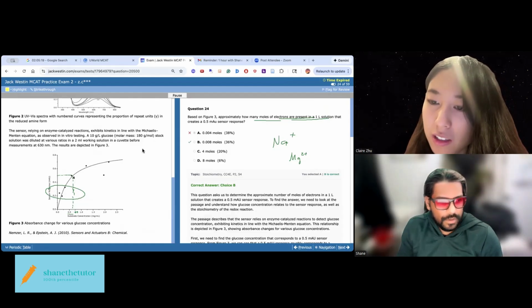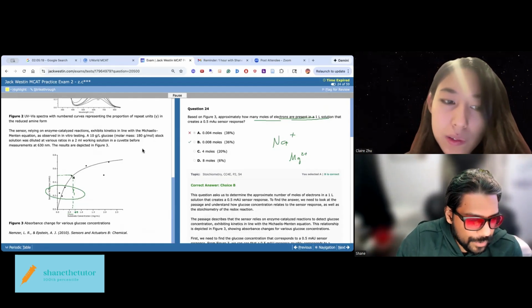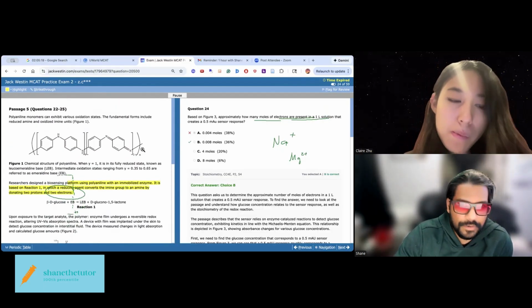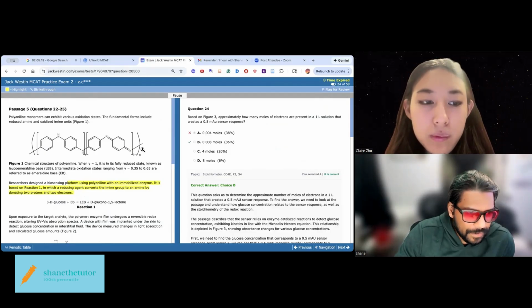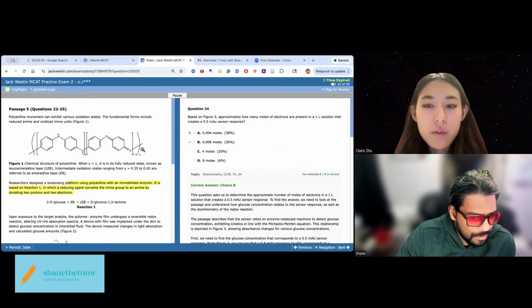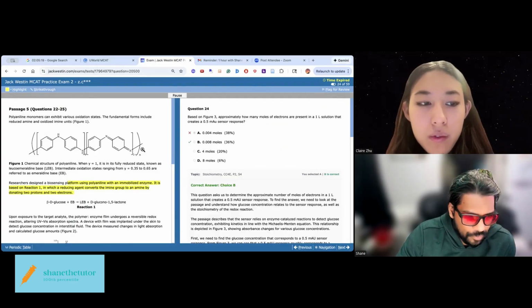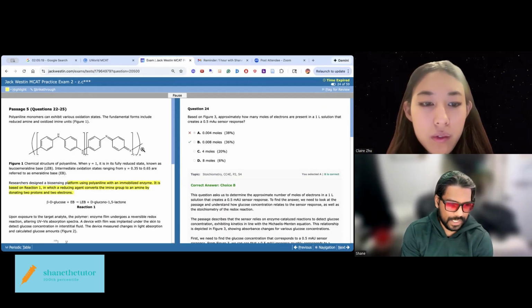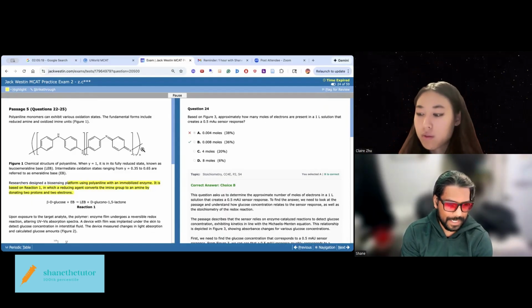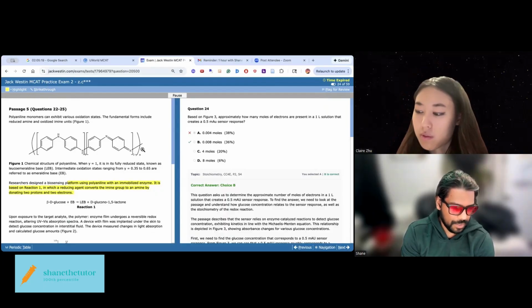Let me see the part that gave that redox reaction again. Polyaniline, okay, oxidation states. All right. They made a biosensing platform using polyaniline with an immobilized enzyme. It's based on reaction one, in which a reducing agent converts the imine group into an amine by donating 2 protons and 2 electrons. So we have this reaction happening here.